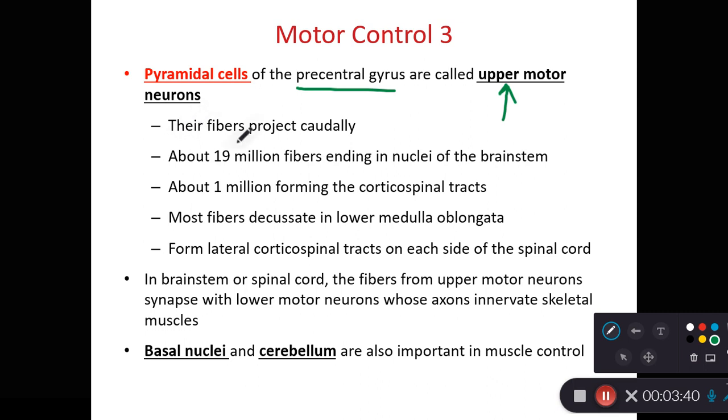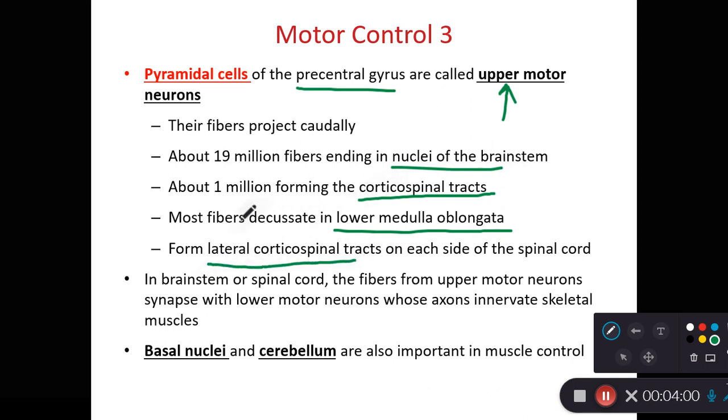As we're looking at where those fibers terminate, some of them will terminate within the nuclei of the brainstem. Some are going to form the corticospinal tracts within the spinal cord. There's also going to be some decussation, or crossing over, within the lower medulla oblongata. And then they will also form lateral corticospinal tracts.